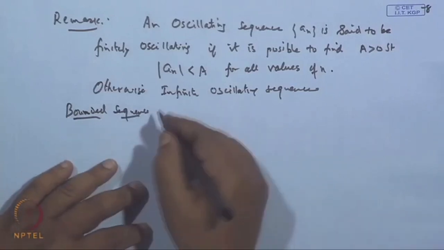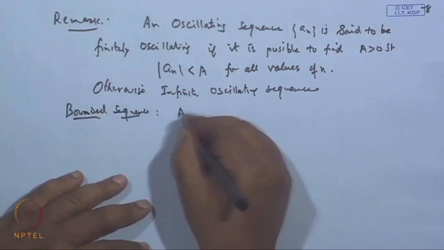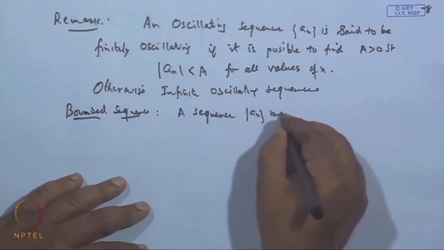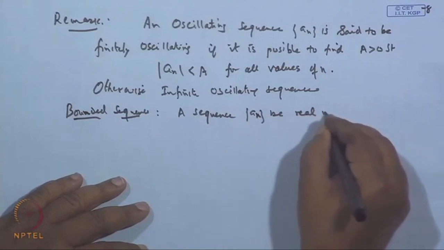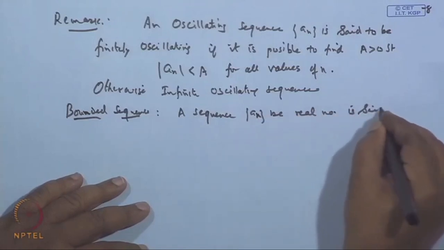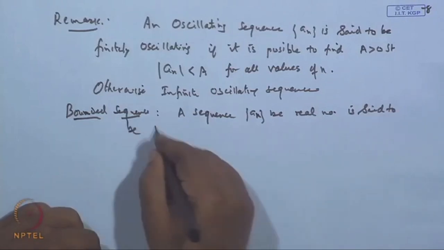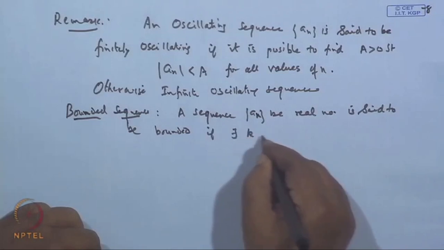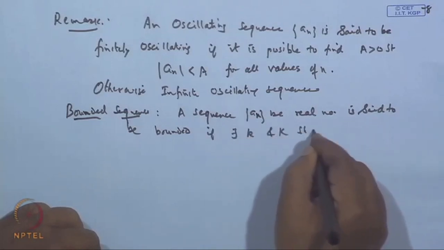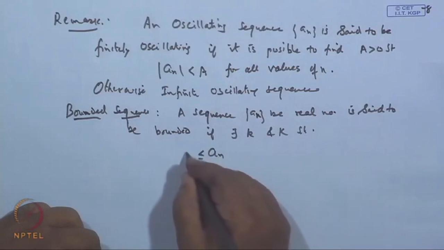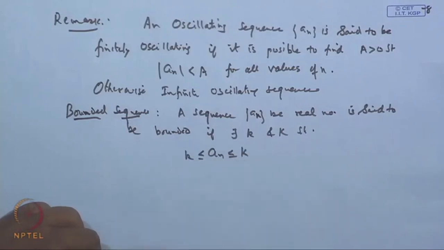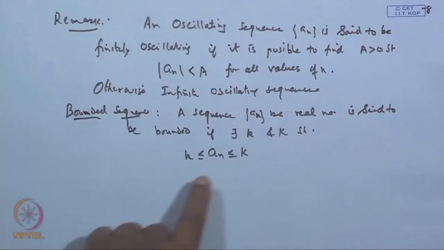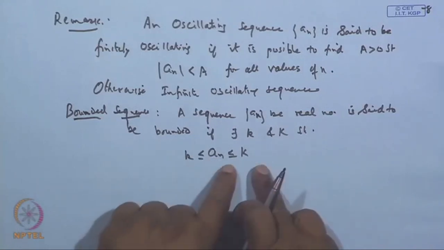A sequence a_n of real numbers is said to be bounded if there exist k and capital K such that k is less than or equal to a_n, which is less than or equal to capital K. Suppose we have the two bounds, it is not necessary that we have the same bound.